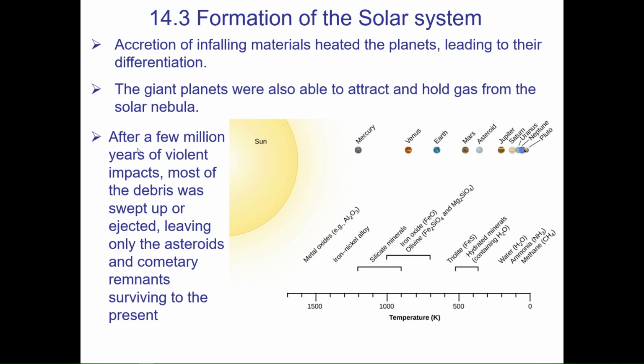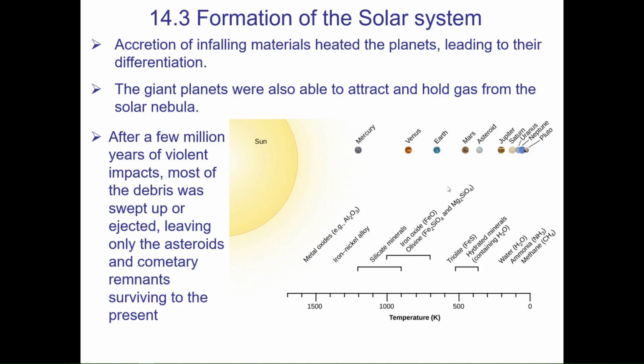And what happened after the violent impact period? After a few billion years of violent impact, most of the debris either fell into the big planets and became part of them, or was swept up or ejected. Some of it was ejected into the Kuiper Belt and outer cloud, and some aggregated between the orbits of Mars and Jupiter, which later formed what we call the asteroid belt. So only asteroids and comet remnants survive to the present.